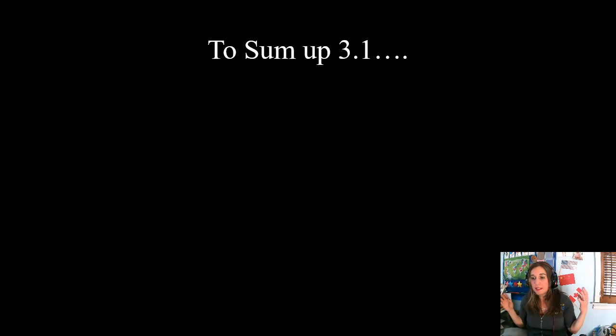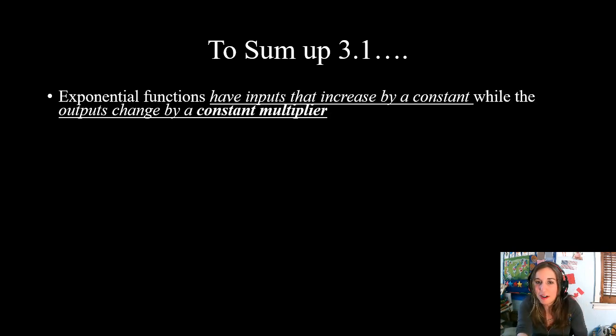All right, so let's sum up what we've learned. Sum up 3.1 here. We learned that exponential functions have inputs that increase by a constant while the outputs change by a constant multiplier. This was different than our linear functions. For our linear functions, we had our inputs increasing by a constant while our outputs increase or decrease by a constant, okay? Now we're dealing with constant multipliers. We're not adding and subtracting our outputs anymore. We're multiplying.